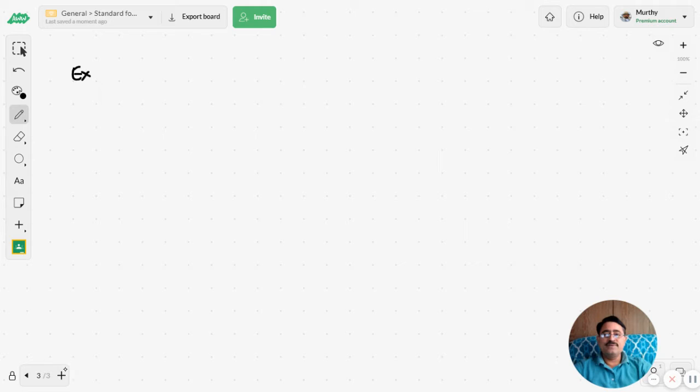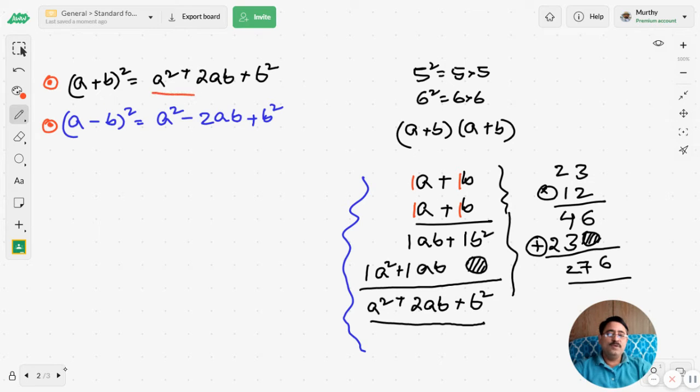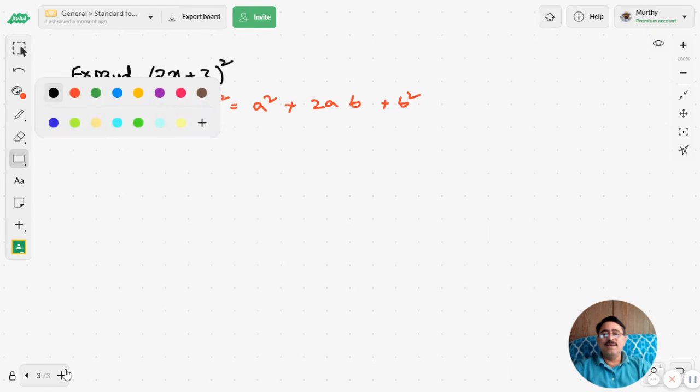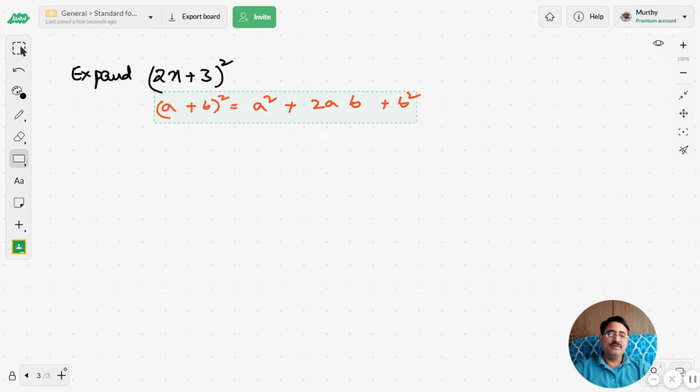Say that you are asked to expand 2x plus 3 whole square. Just I'm taking. Now I see that this is in the form of a plus b whole square. This is resembling with this. And just now you learned, if you want I can take you back to the previous page. A plus b whole square equals to a square plus 2ab plus b square. A square plus 2 times ab plus b square. Please notice that when I am writing, I am leaving sufficient space in between these letters.